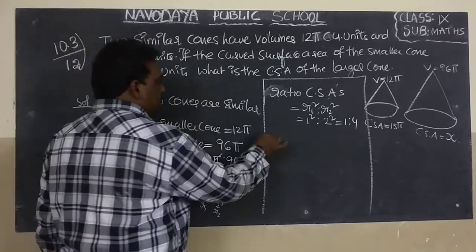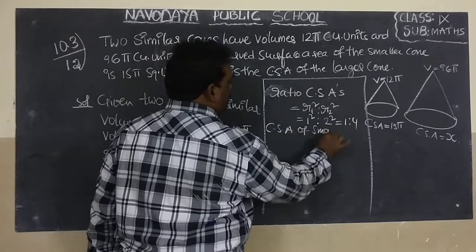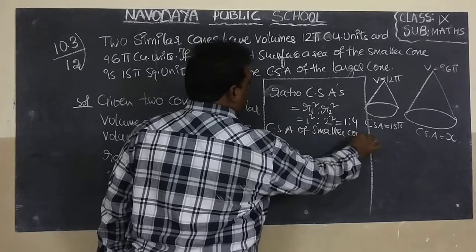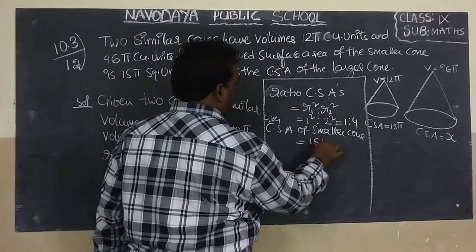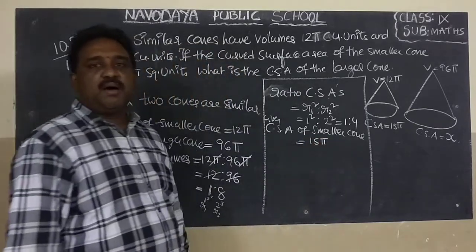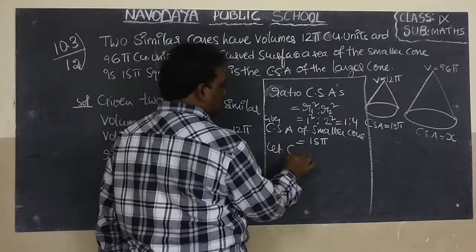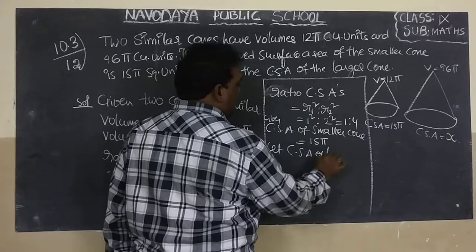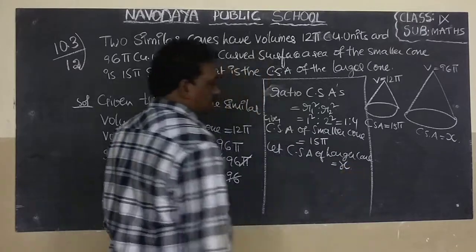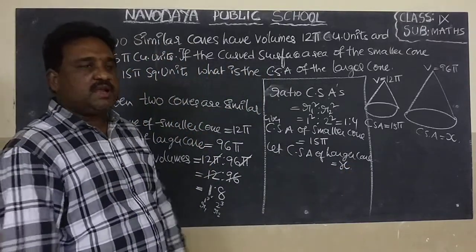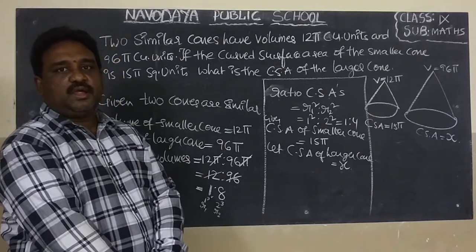Then CSA of the smaller cone. Given CSA of the smaller cone equal to 15 pi. Let CSA of the larger cone equal to x.